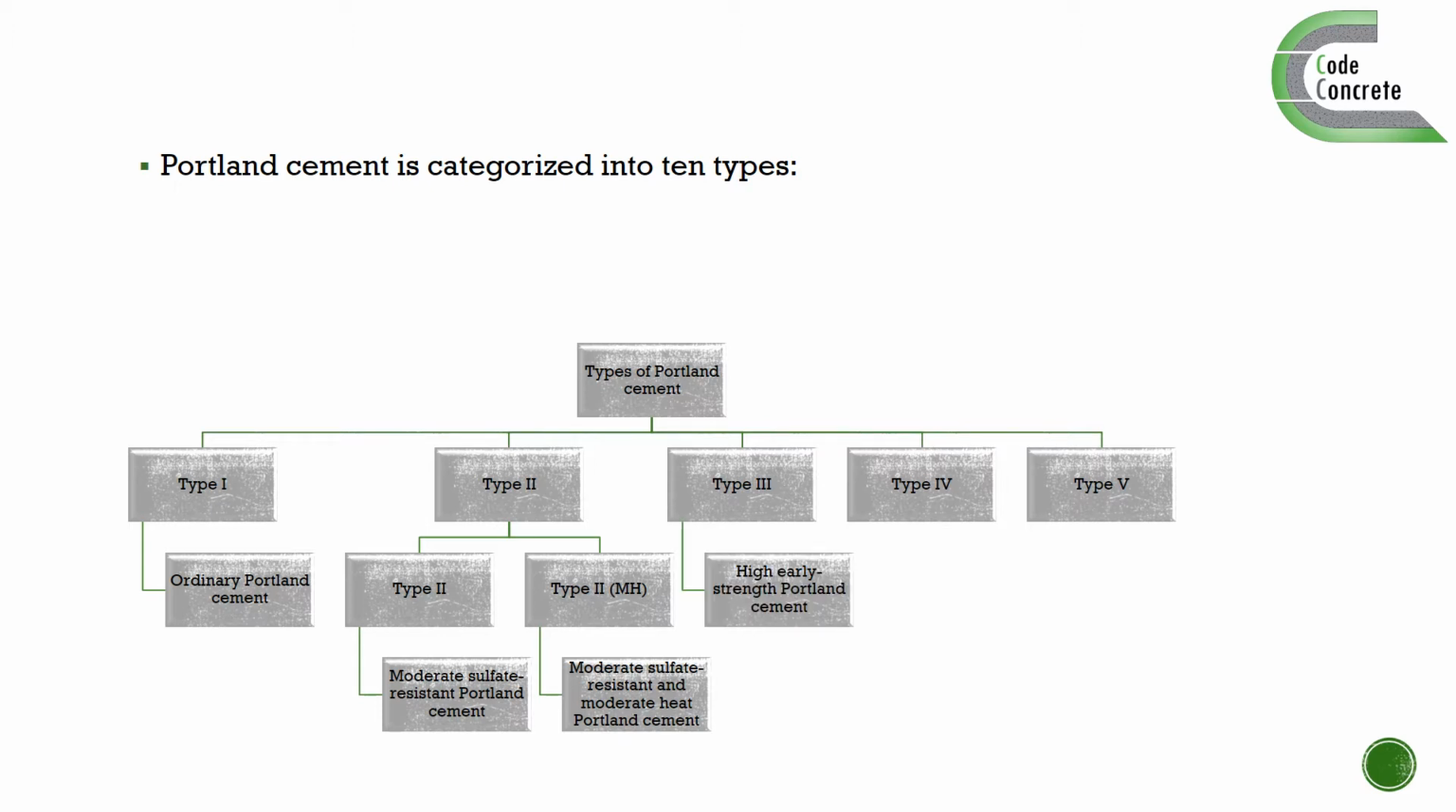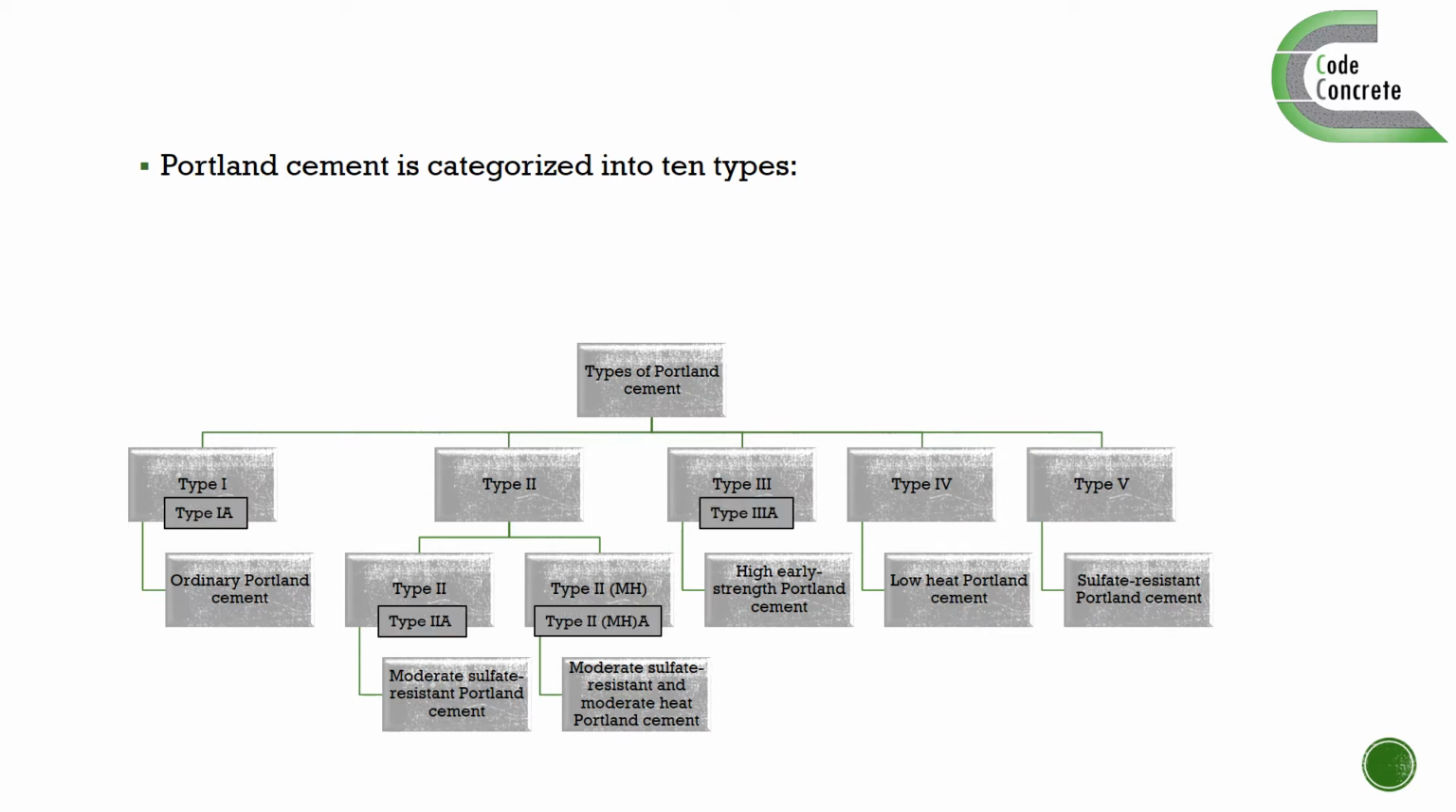Type 3 is a high early strength Portland cement, and is suitable for applications where high early strength is required, such as repairs or cold weather concreting. Type 4 is a low heat Portland cement, usually used in mass concrete and hot weather concreting. Type 5 is a sulfate-resistant Portland cement. It is usually used in applications where concrete is subjected to sulfate attacks, such as marine structures or chemical plants.